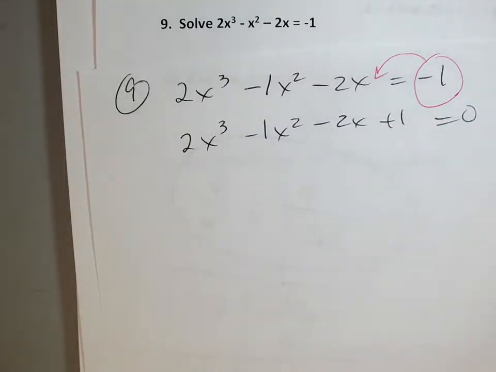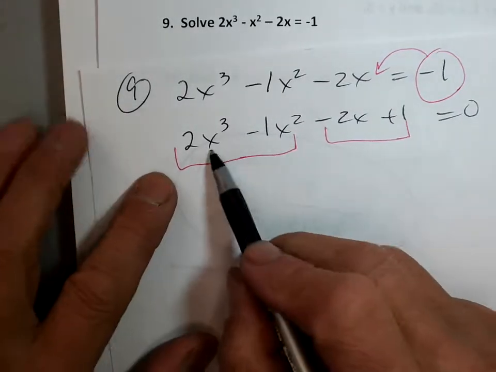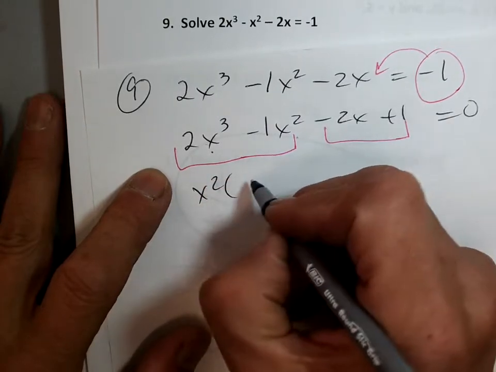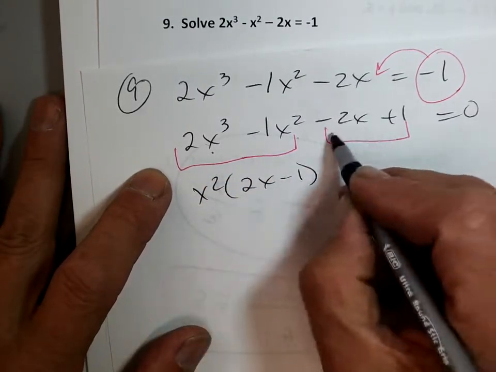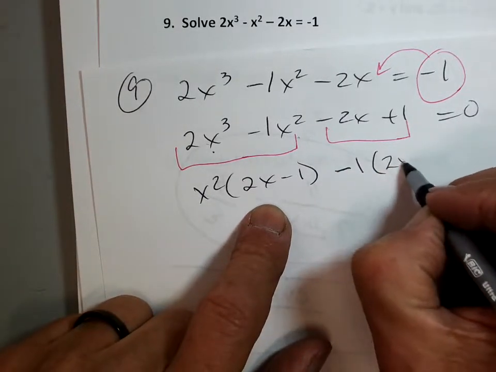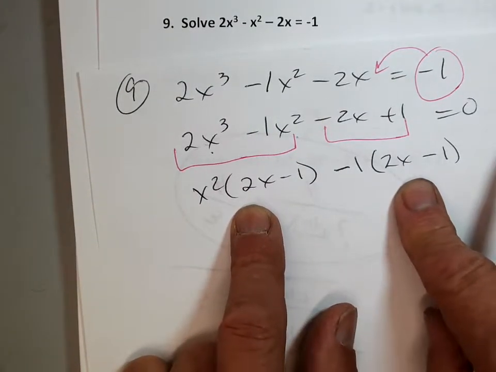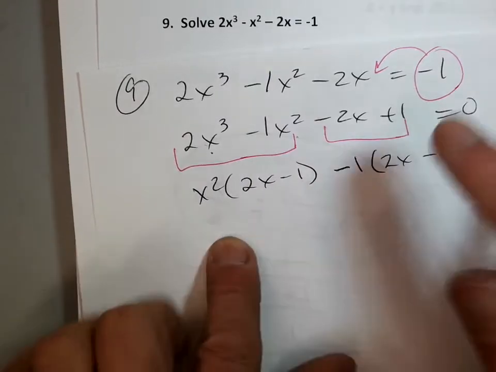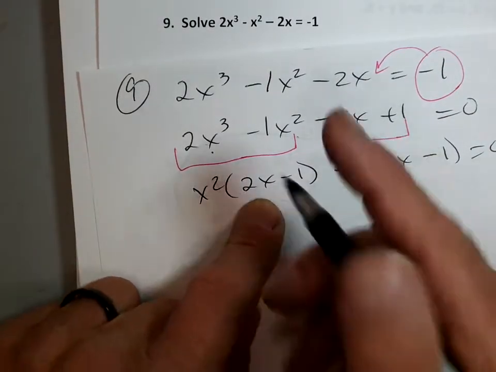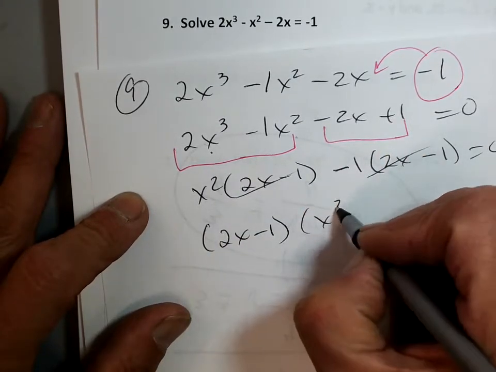And I'm going to group. Do you see the grouping? 4 terms, right? I'm going to group. Let's put the first two together and the second two together. These two have an x squared in common, which will leave a 2x minus 1, right? These two don't have anything in common, but let's take out a negative 1. If I take out a negative 1, it changes their signs, and the two groups have something in common, which is my parentheses 2x minus 1. If I take that out, I'm left with an x squared minus 1.